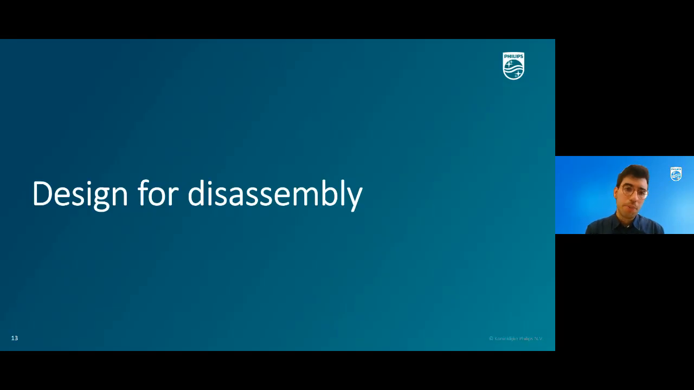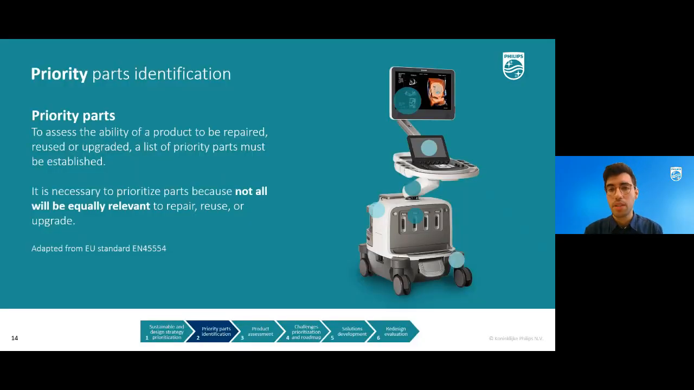So from this point on, we are gonna go a bit more in detail into those specific steps that we would follow only if design for disassembly is identified as a suitable design strategy. We always start from what we call priority parts identification. It's very important to understand that not all the parts that compose the product are equally relevant for the sustainable strategy that we selected.